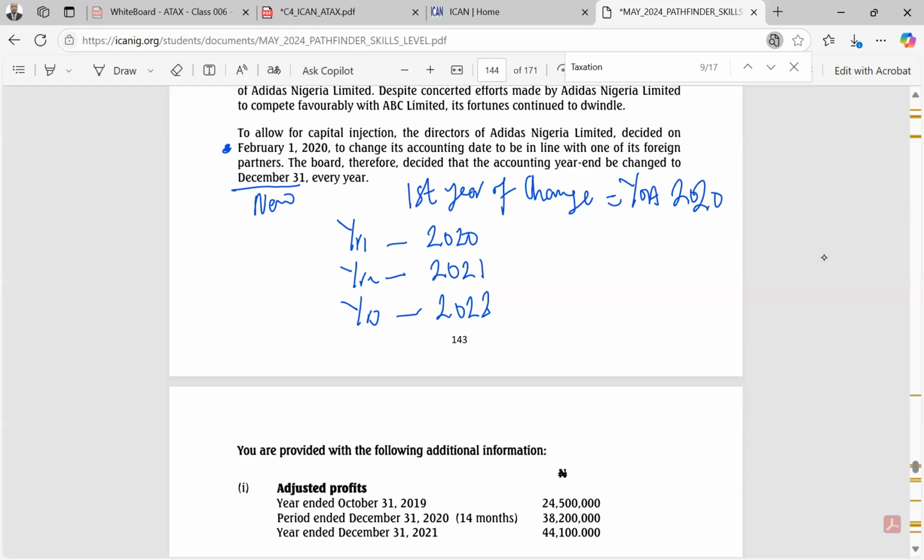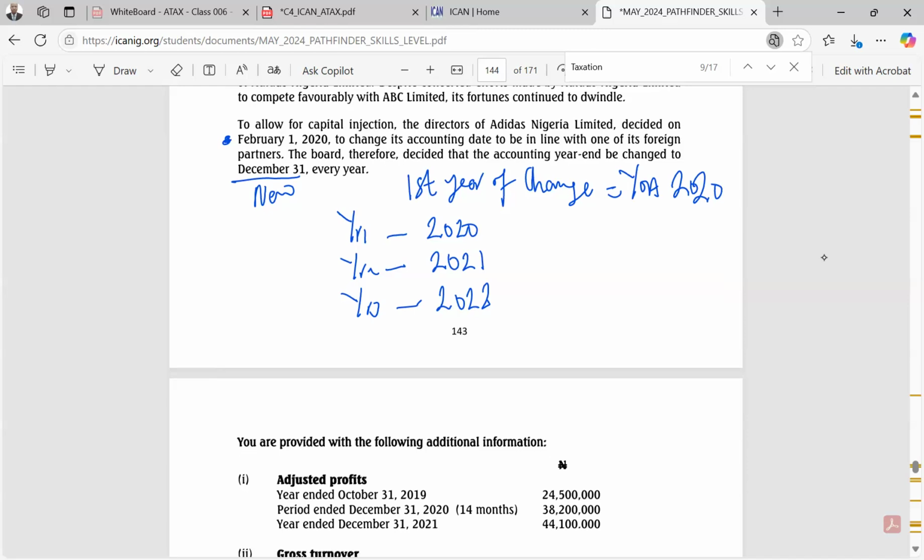Now, calm down. This is the year, the first year. It means the account that is going to be assessed in this year should end in 2019. That's what I'm trying to say. Forget about this year-end decision.